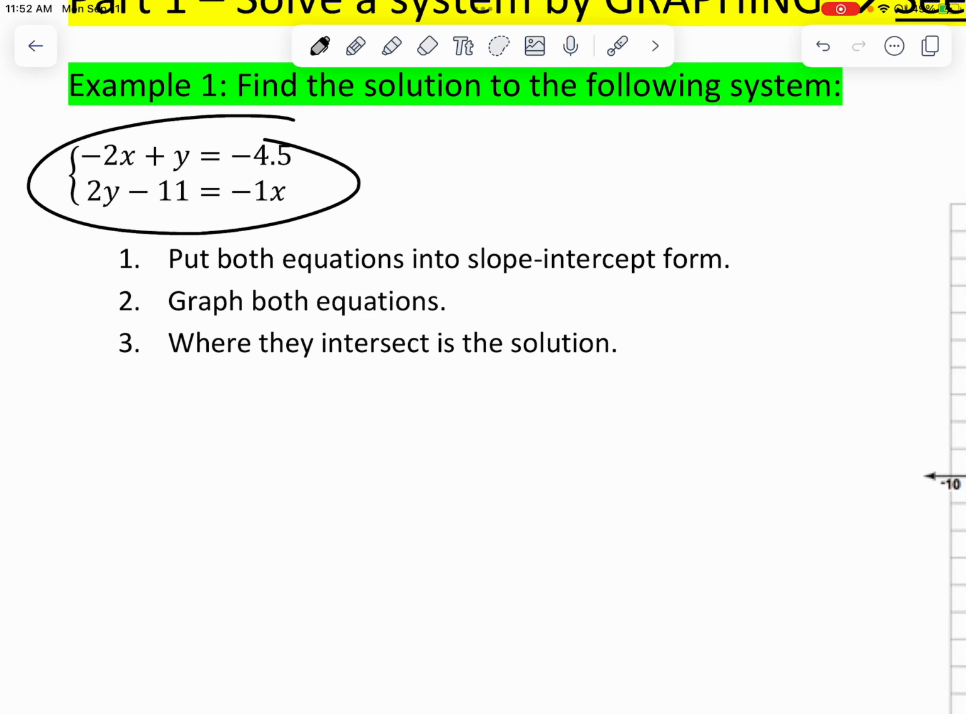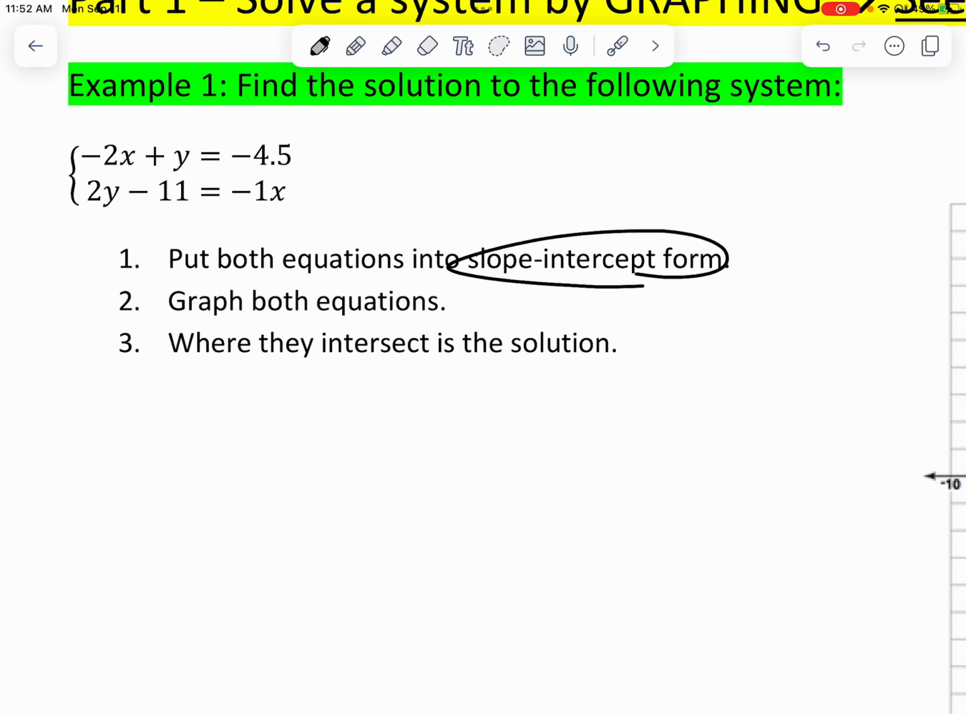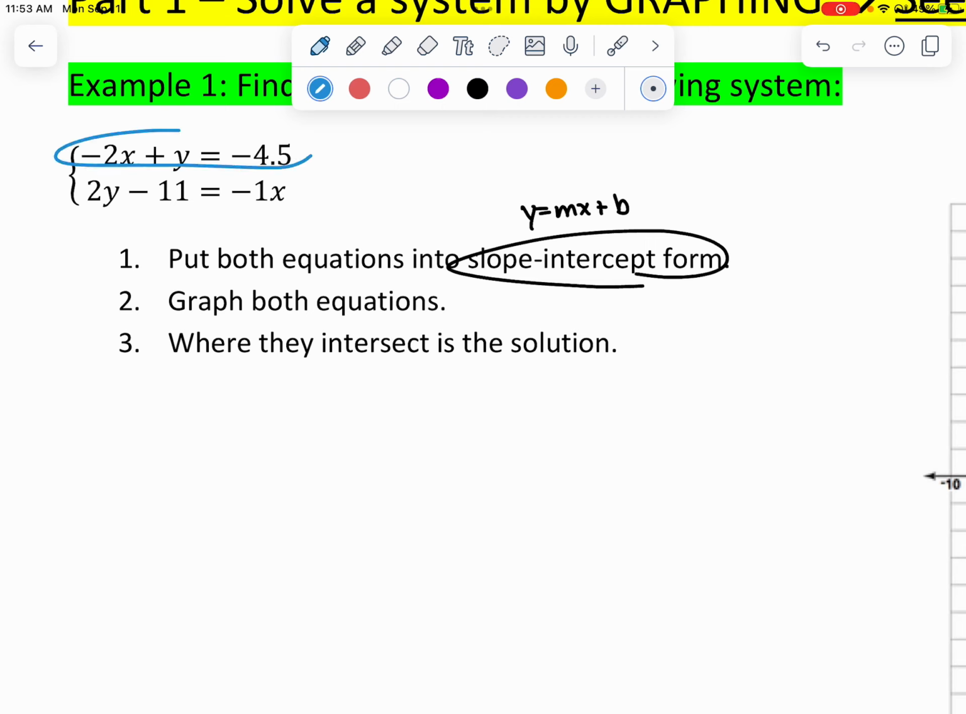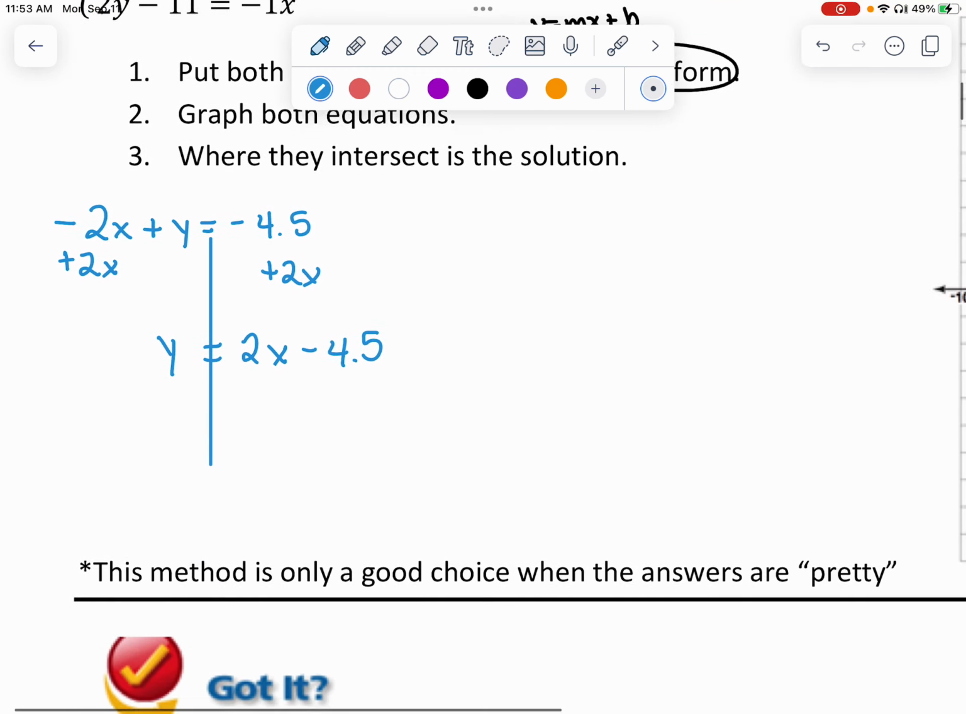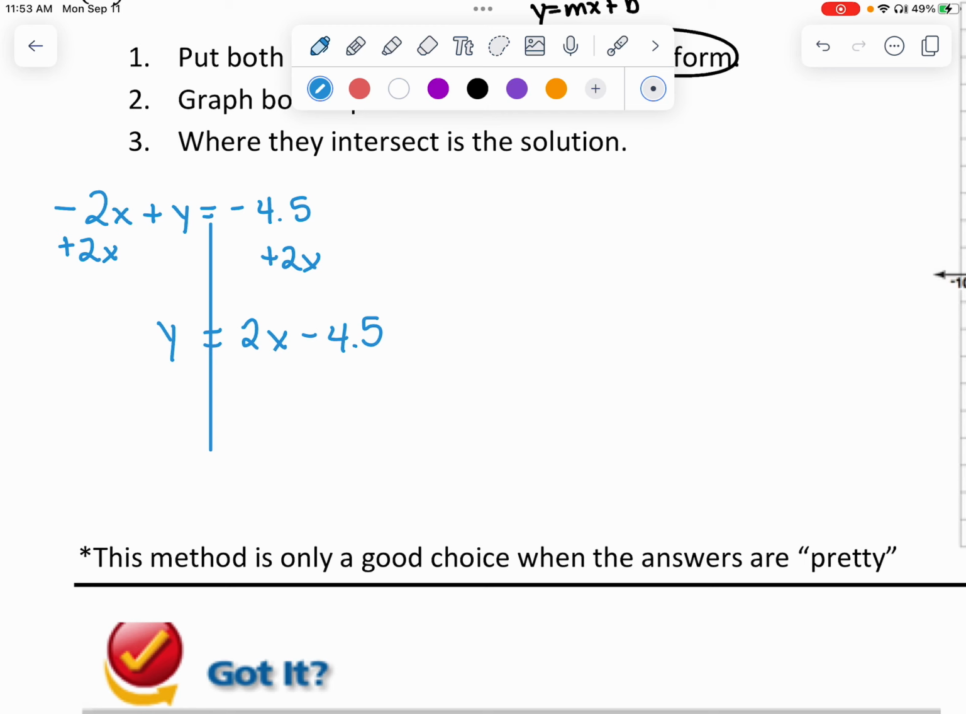This is a system because I have more than one equation. They are linear. So to do this by graphing, number one, we put both equations into slope-intercept form, which is y equals mx plus b for your vocabulary skills. Let's take a look at equation number one: negative 2x plus y is equal to negative 4.5. To get that into slope-intercept form, I add 2x to both sides. That results with y equals 2x minus 4.5. Please put the x first, and y is now by itself.